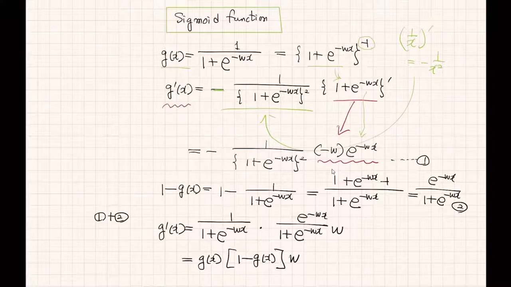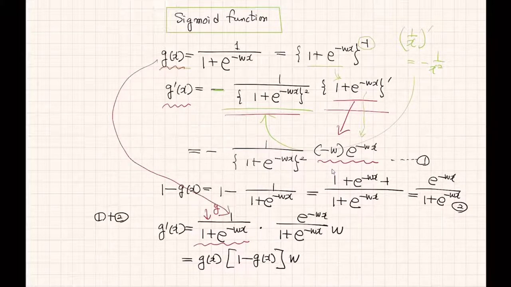This differentiation of the sigmoid function has two parts, the first part and the second part. The first part is actually g itself. G is defined by this one, so g comes from this part. And 1 minus g comes from here. So it has three parts. A comes from the definition of the sigmoid function. B comes from 1 minus g. And the last part of the differentiation comes from the weight.